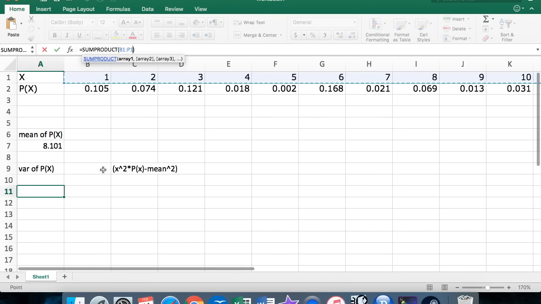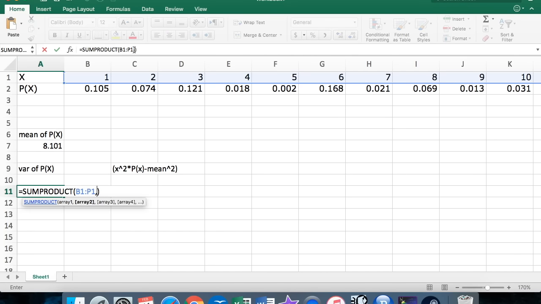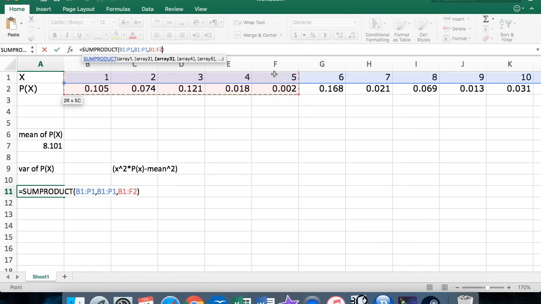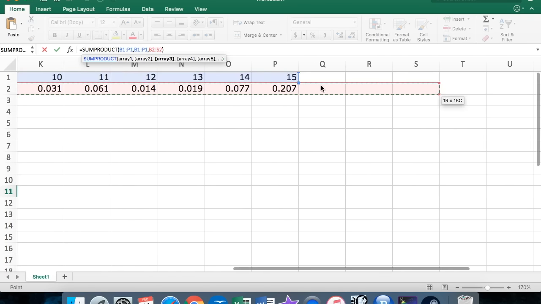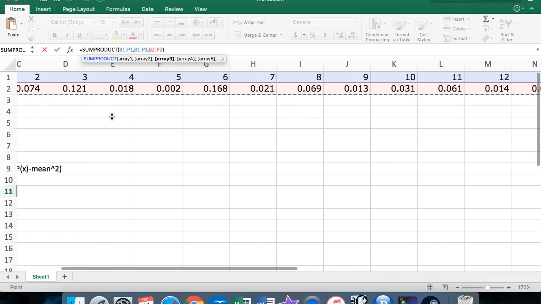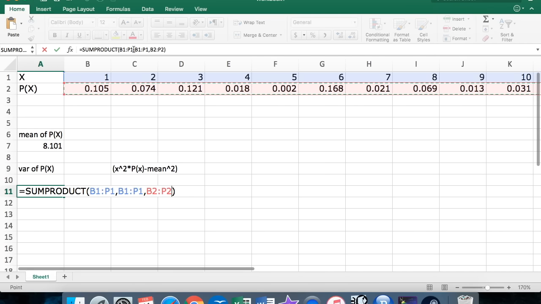Okay, so B1 to P1, comma, and again B1 to P1. So do that again. See, I highlighted my x twice, so it's going to square the x's together and sum them, and then highlight your p of x. Okay, so that's the only difference. When you're finding your variance, you have to do the sum product of your x values twice, or you can just square the x, either way.